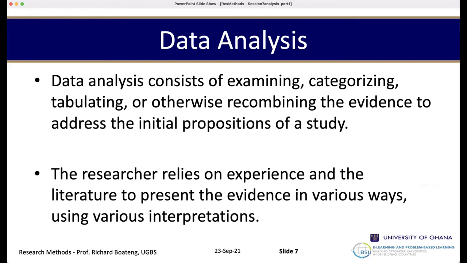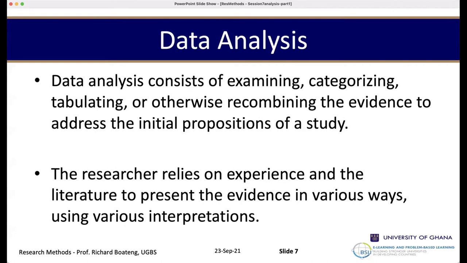But then what is data analysis? Data analysis actually starts from when you start collecting data. People don't believe it, but that's when you start. Because when you start collecting data, you categorize the data that you have. You label your data. So you have actually started analyzing. You even categorize your questionnaire.